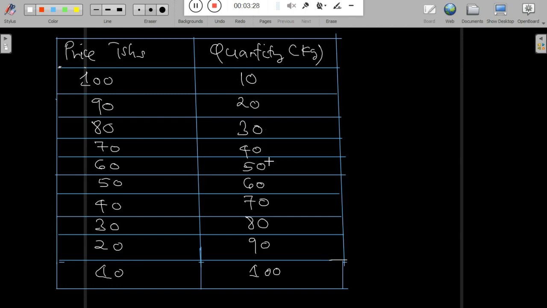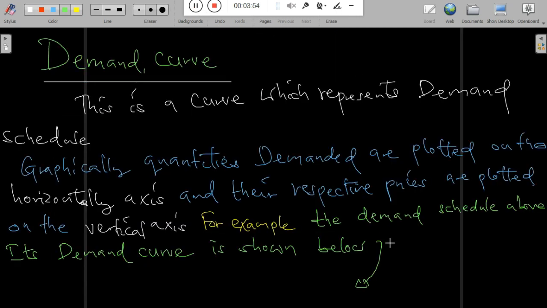When we arrange it in ascending order, we get a clear picture of the effect of demand. As the price increases, the quantity demanded falls, and when the price decreases, the quantity demanded increases. Under the law of demand, we observe that as the price increases, the quantity demanded must fall, and as the price decreases, the quantity demanded increases.